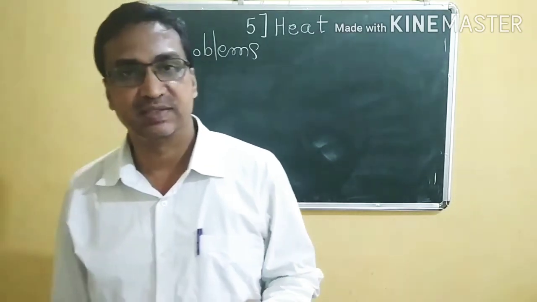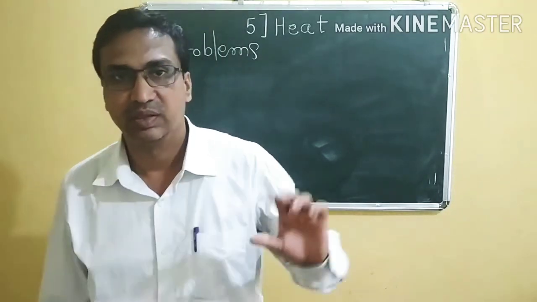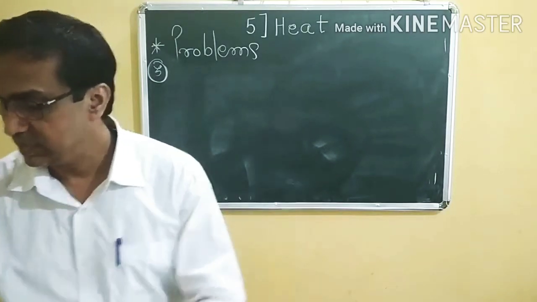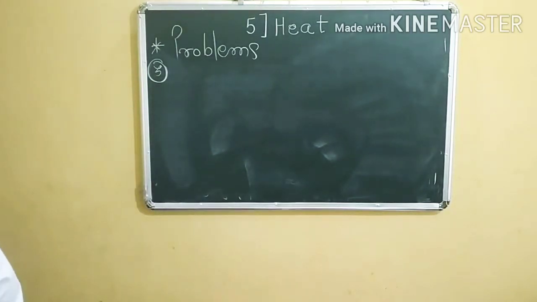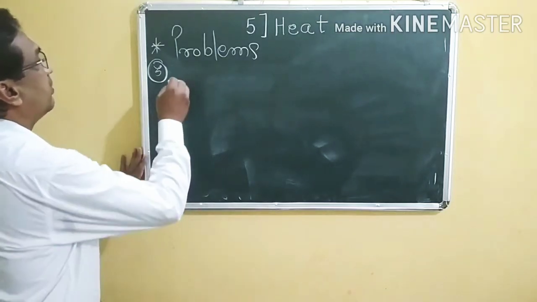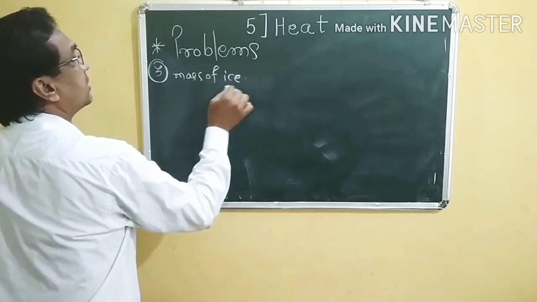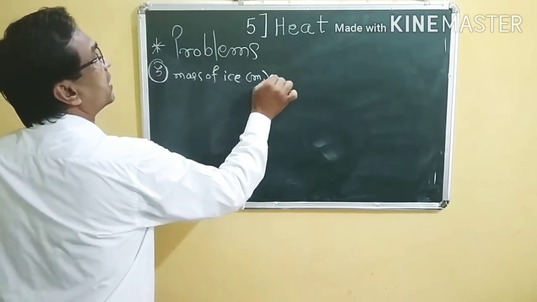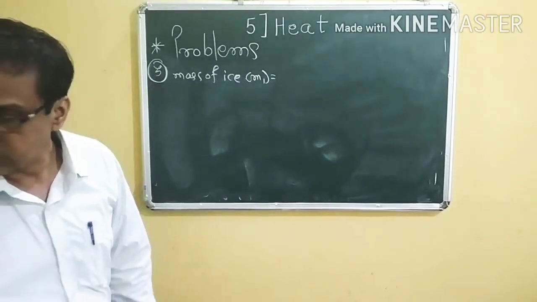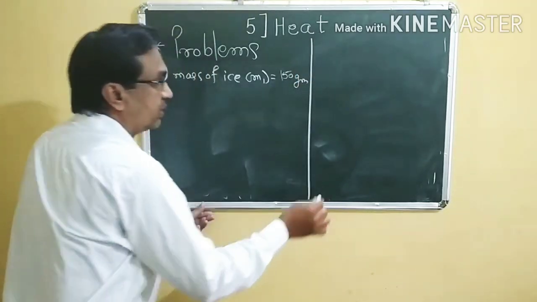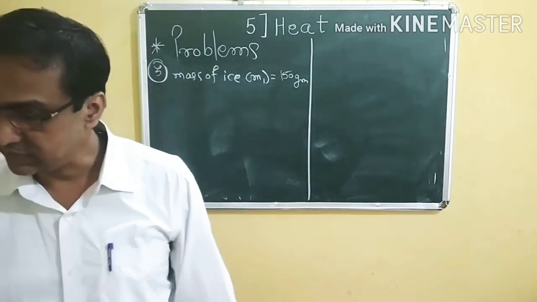150 gram of ice, that is M1. The mass of the ice is 150 gram. Okay, they have given that M1, so you have to write down the mass of ice: M1 is equal to 150 gram. Okay, after that what happens?